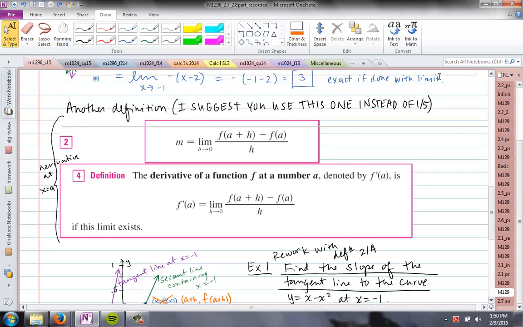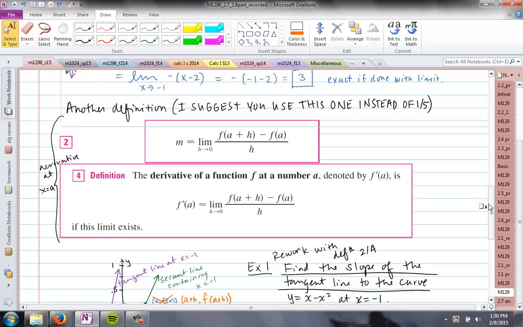We're back to 2.7, and I'm going to introduce another definition of the derivative at x equals a. So in your book, this is definition 2 and 4. Let's take a look at this. M, or the slope exactly of the tangent line at x equals a, is the limit as h goes to 0 of f of a plus h minus f of a over h. So it looks different, but it actually is just renaming some things in the definition we went over.